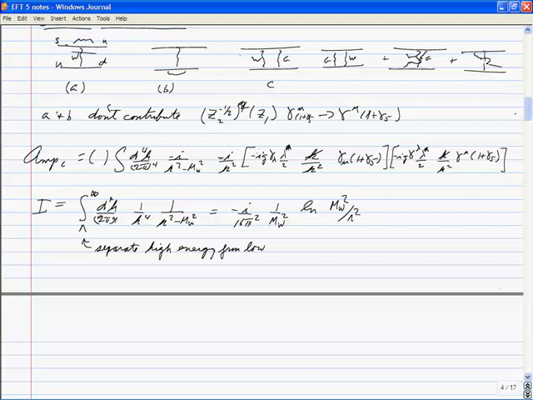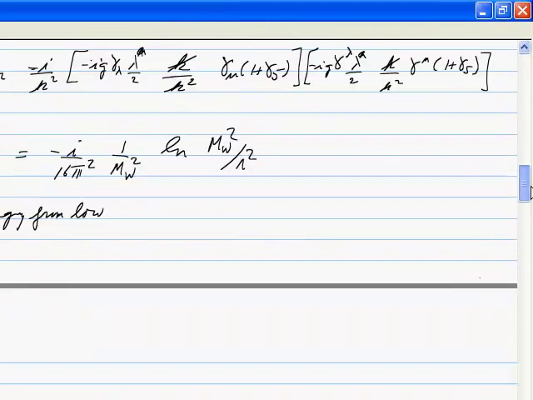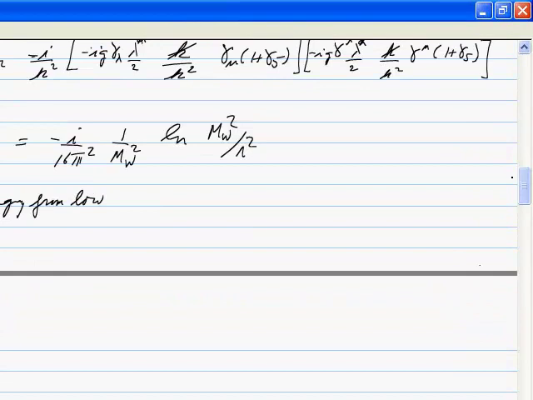Everyone believe that now at this stage? If not, you can just do the bloody thing. Okay. So we get a log MW there over lambda. The only other scale in the problem is lambda, so it always comes with over lambda. That's also obvious.